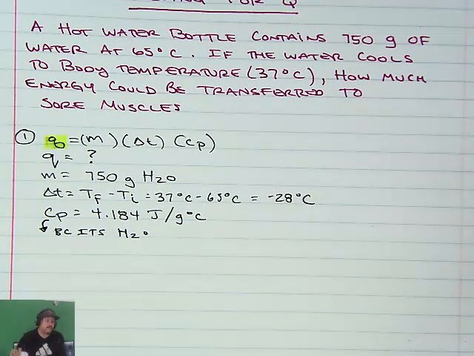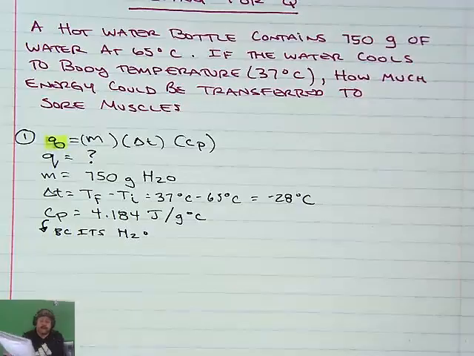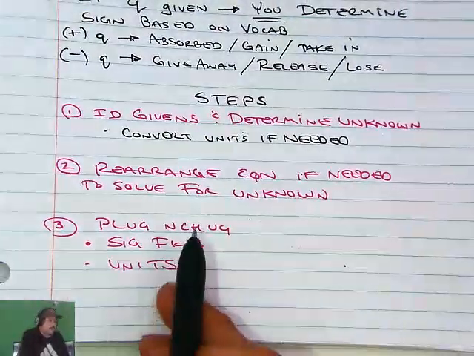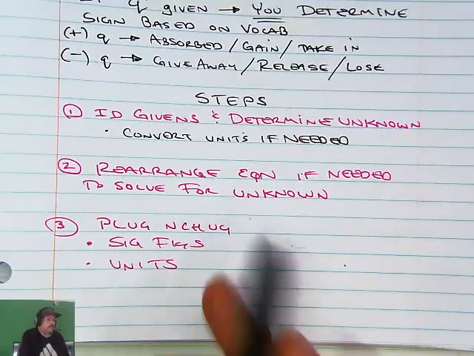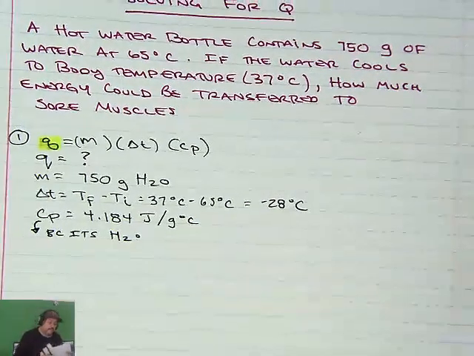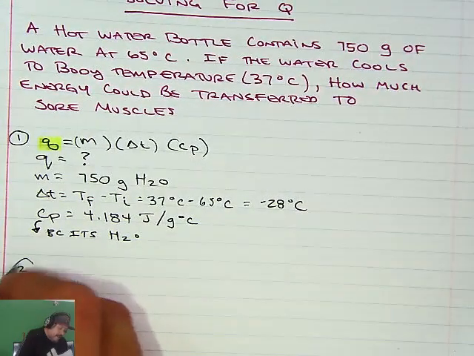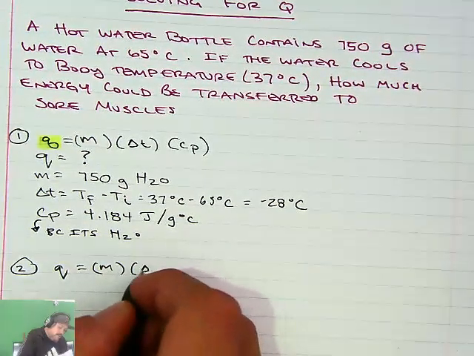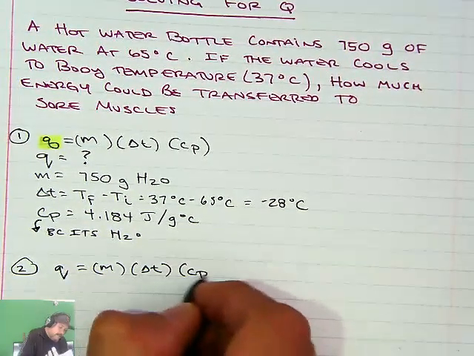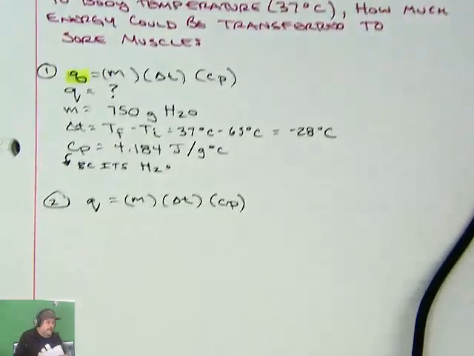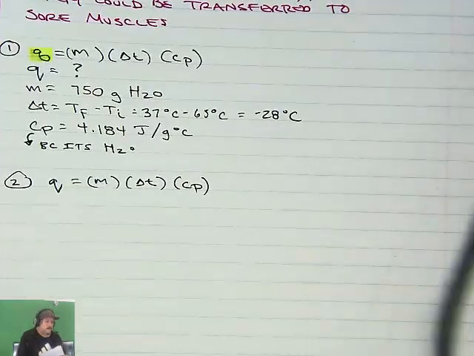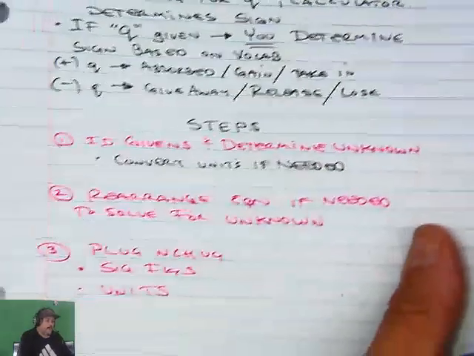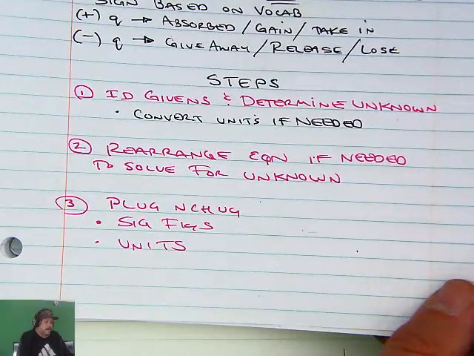So that's what we're supposed to do. Now, step two, as I told you on yesterday's notes: rearrange the equation if needed to solve for the unknown. I don't have to rearrange the equation. It's already done. So here's the setup. Q equals M delta T Cp. That's the equation I'm going to use to solve this problem. And here's my final step three. Plug and chug.